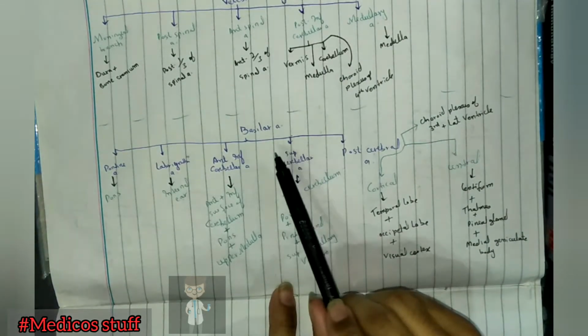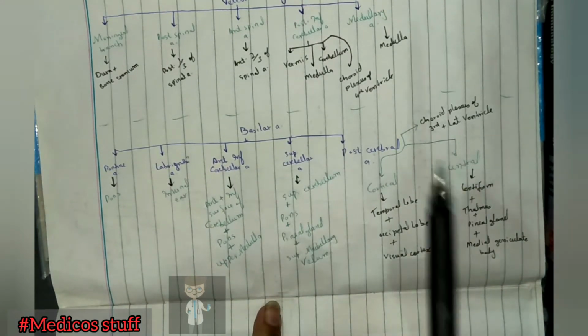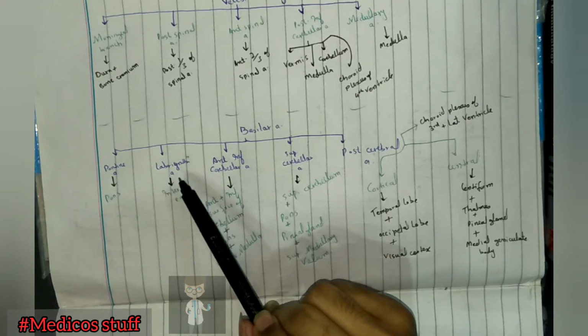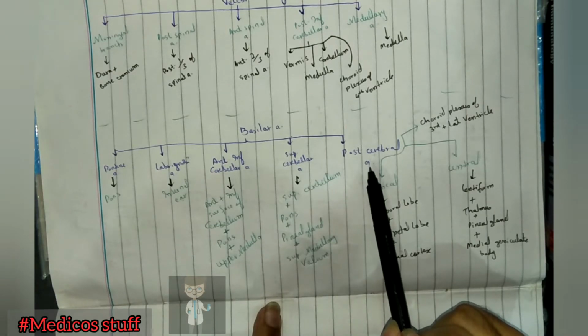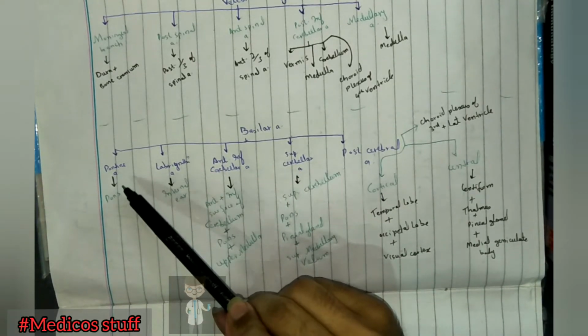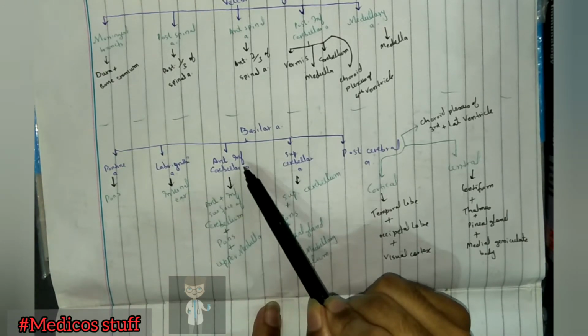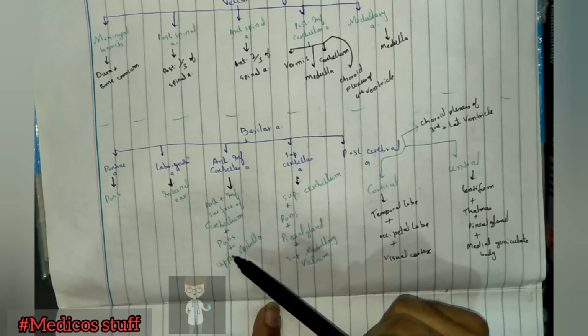Then we discuss the basilar artery. The basilar artery is another important artery which supplies the brain. Its further branches are the pontine artery, labyrinthine artery, anterior inferior cerebellar artery, superior cerebellar artery, and posterior cerebral artery. First of all, the pontine artery supplies the pons. The labyrinthine artery supplies the internal ear. The anterior inferior cerebellar artery supplies the anterior plus inferior surface of the cerebellum plus the pons and upper medulla.